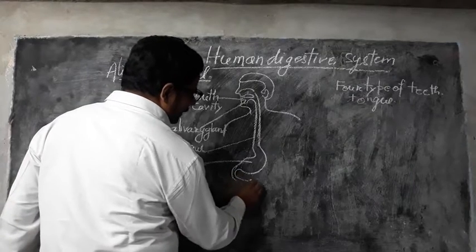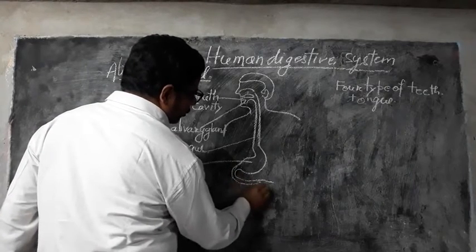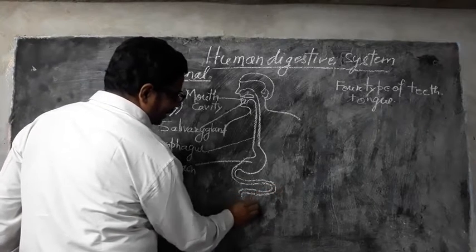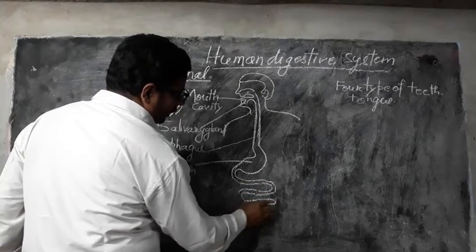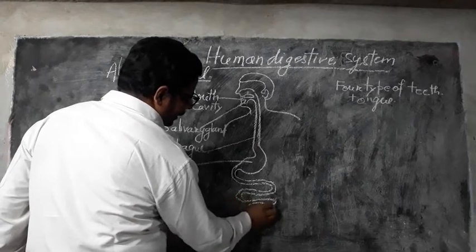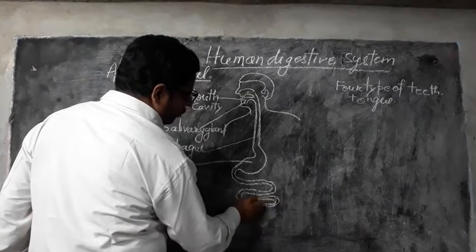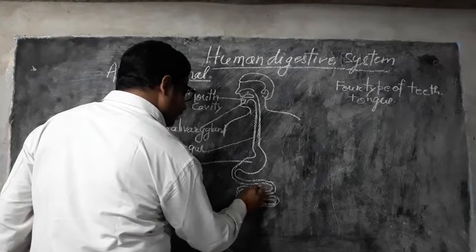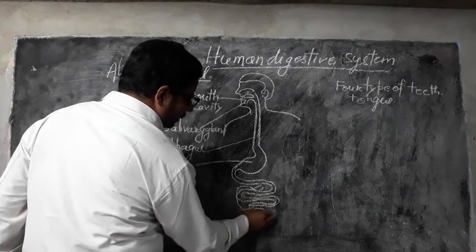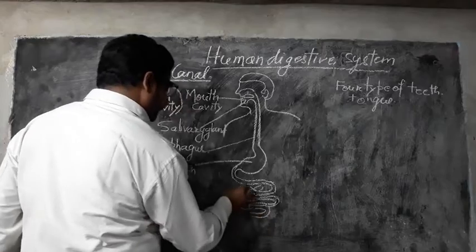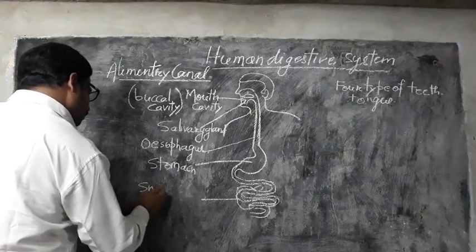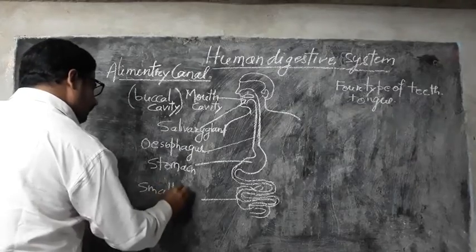Thereafter, it leads to a coiled tube-like structure. This coiled tube-like structure is called the small intestine.